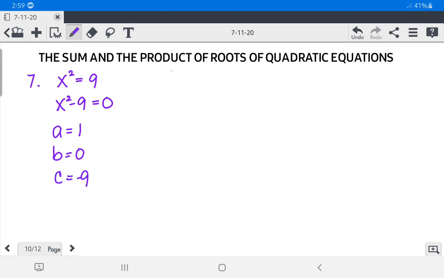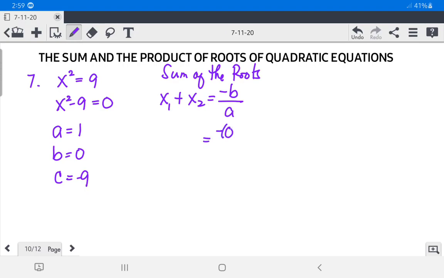So, to find the sum of the roots, we have x1 plus x2, that is negative b over a. So, we have negative times 0, that is 0, over 1. So, we have 0 divided by 1, that is 0.